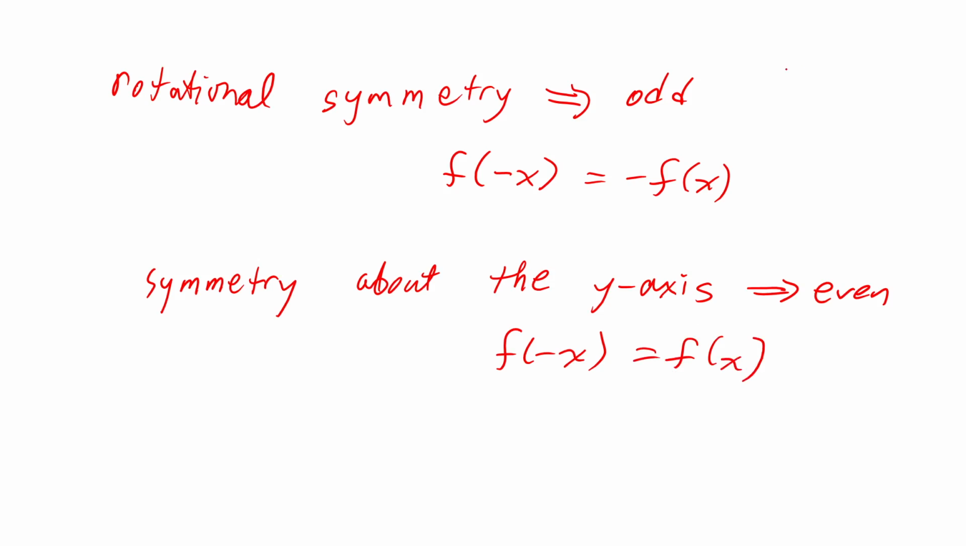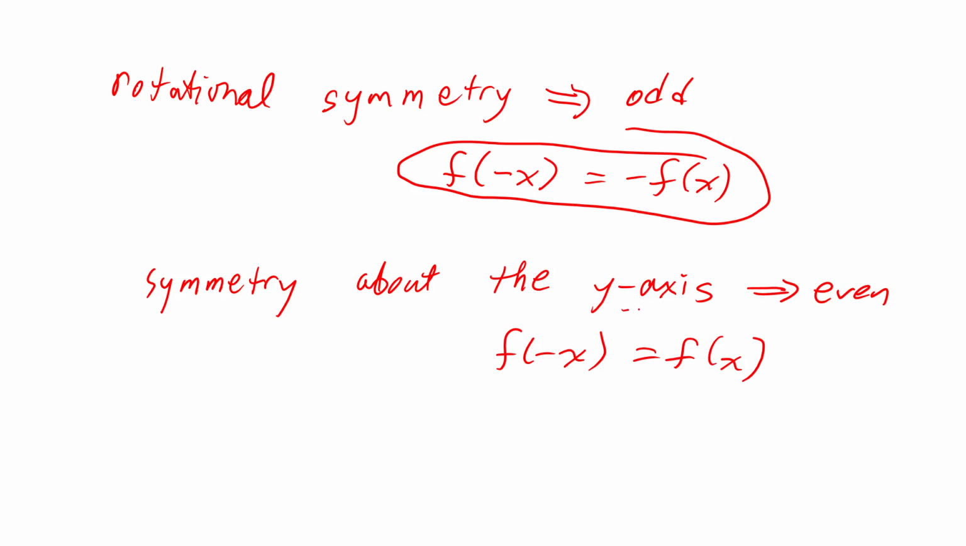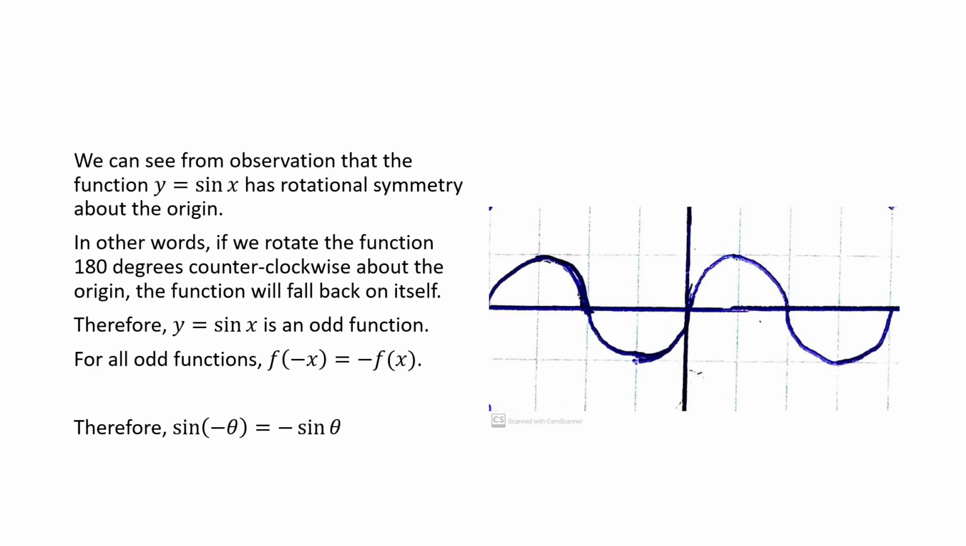Okay, so if we can rotate a function 180 degrees around the origin and have it land upon itself, then we know that this algebraically is true about that function. On the other hand, if we can take a function and reflect it in the y-axis and have it land back on itself, then we know that this is true about the function. Okay, so keeping that in mind, let's look at the curve y equals sine of x.